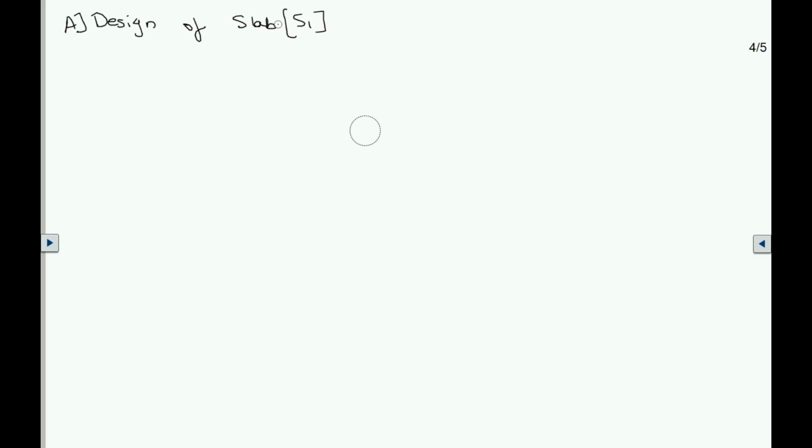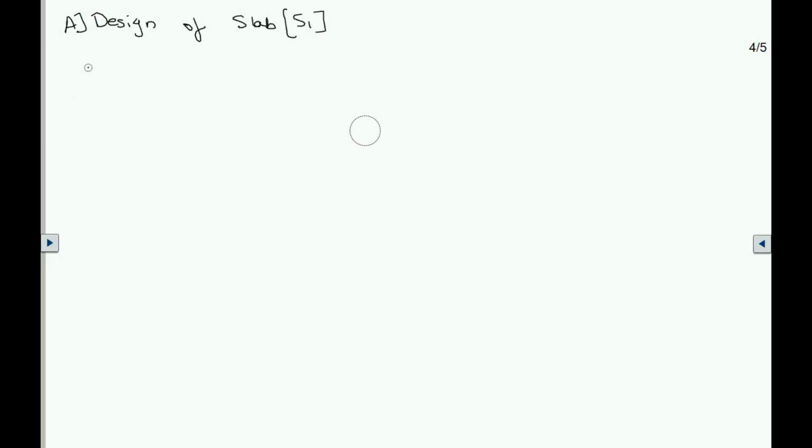So first we will design slab S1, and if you haven't watched my video on design of two-way slabs, please go ahead and watch that video, because I'll be going quickly through all the small points, so I'll not be going into detail of that. So please watch that video so that you can get an understanding on how I solved that step in detail.